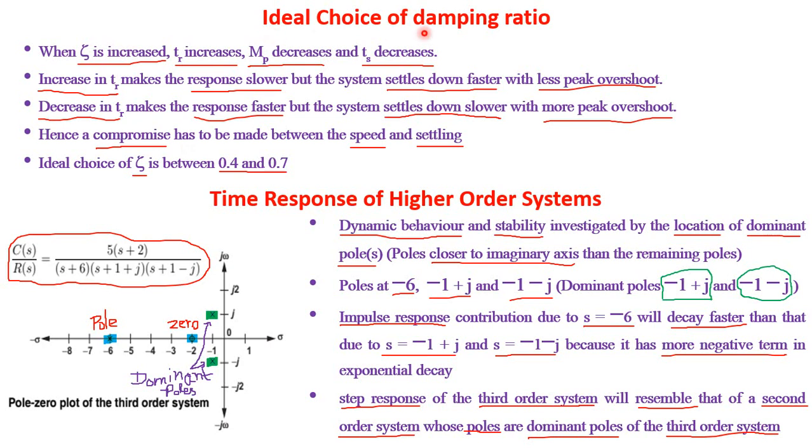Therefore, what is the ideal choice of damping ratio? When the damping ratio is increased, rise time increases. That is, the speed of the response decreases. So time more means speed less. Overshoot decreases. This we have seen: when the damping ratio is increased, overshoot exponentially decays. Settling time decreases.